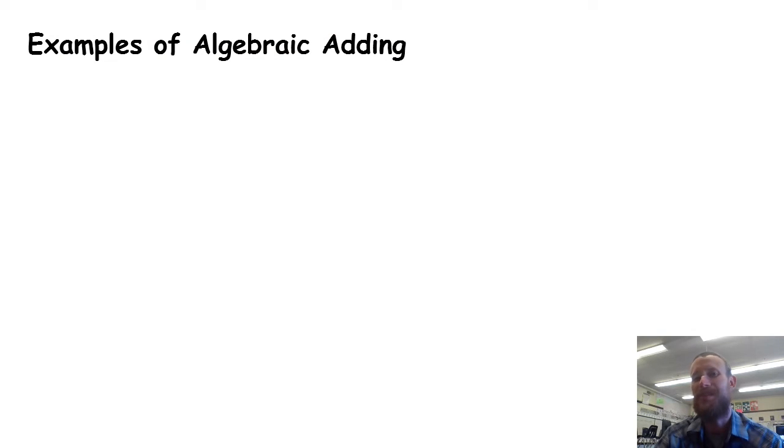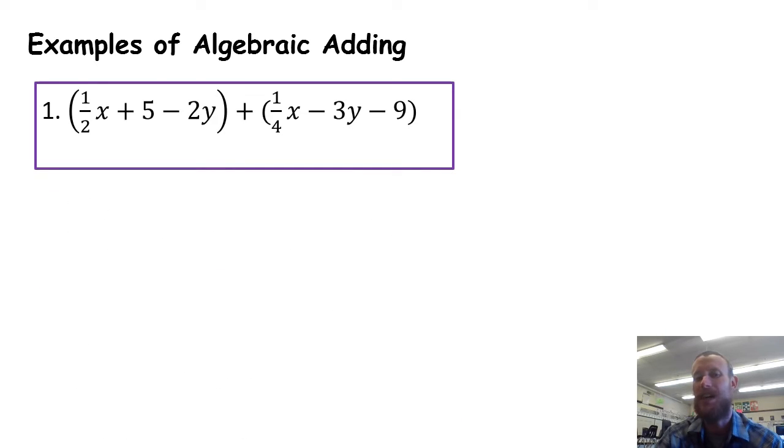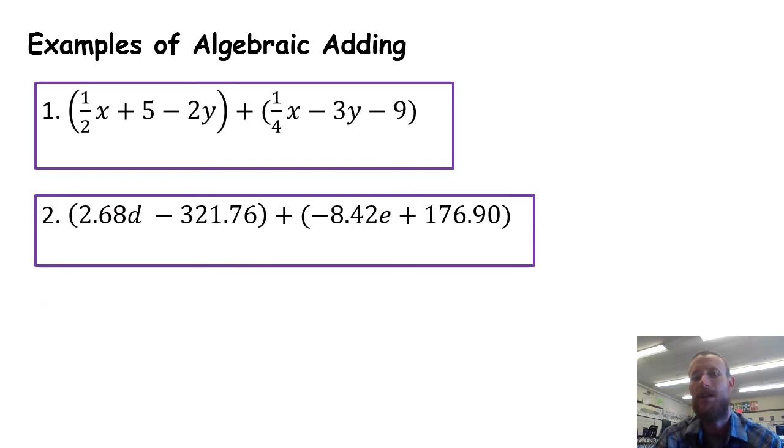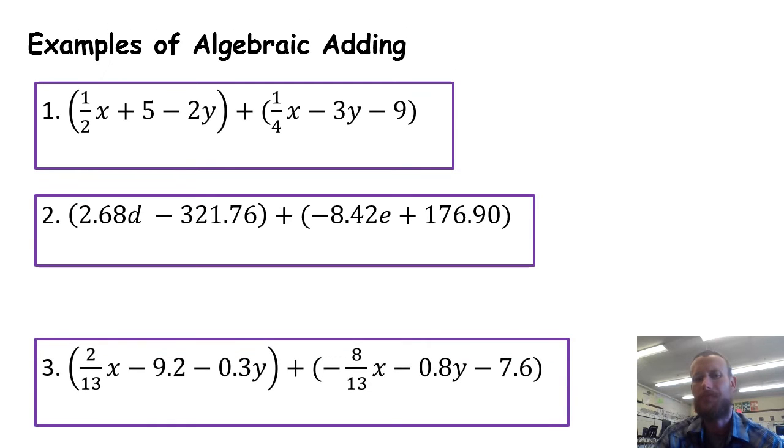Finally, some more examples of simple, just straight algebraic adding. This means no context. Here's a problem. Half x plus 5 minus 2y. Add that to a quarter x minus 3y minus 9. What do you get? Number 2, 2.68d minus 321.76 plus negative 8.42e plus 176.90. What do you get? And finally, this expression, adding those two together, what do you get?